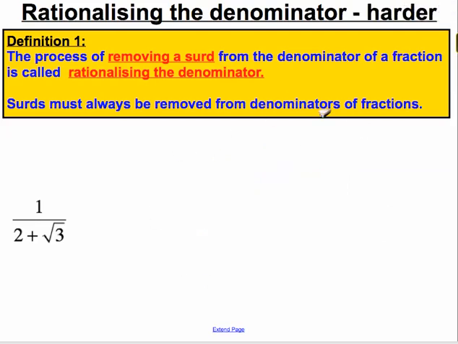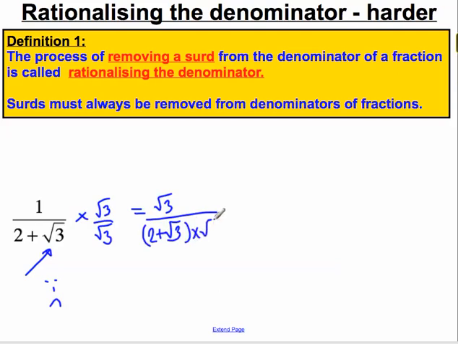Okay, here's a more complicated example. The difference here is you don't simply have a surd, you've got some form of addition on the bottom, or subtraction as well. So you might say to me, well, if we multiply the top and bottom by root 3 again, because after all the root 3 is what's causing the mathematician his unhappiness, let's see what happens. 1 times root 3 is root 3, and we would have on the bottom 2 plus root 3.